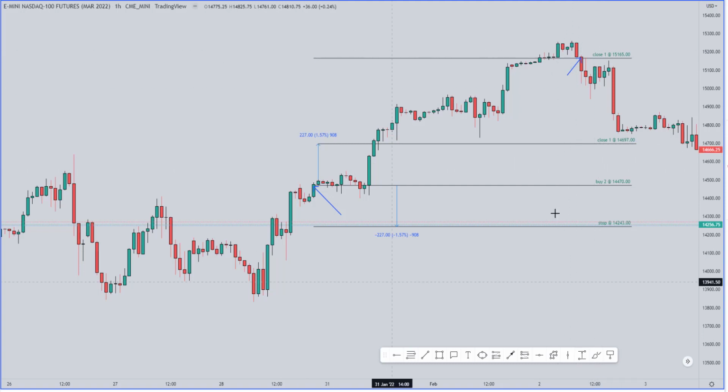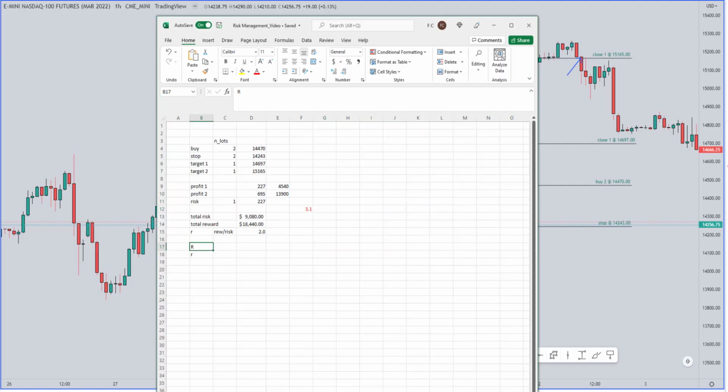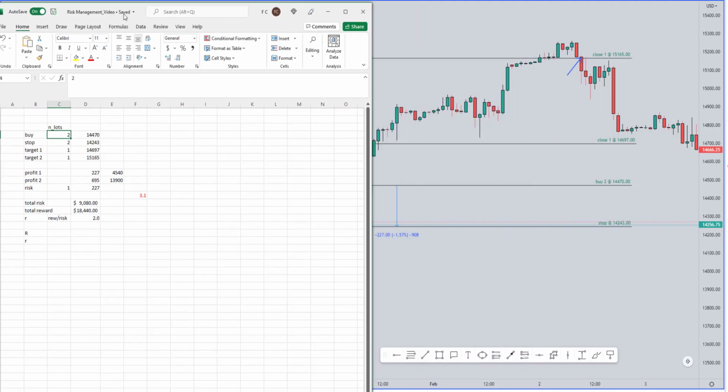So then you say, what's the R for this trade? Okay, well, you just got to calculate it. It's straightforward. Example 2. Okay, so you bought 2 at 14,470. Let's just push this a bit over there.